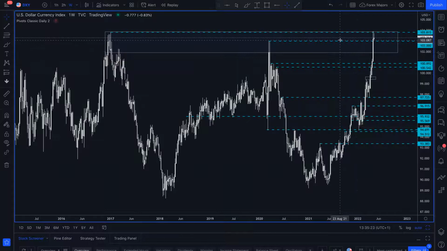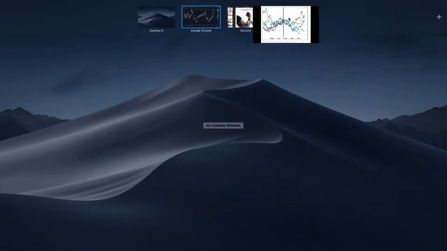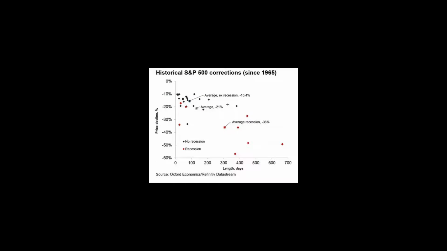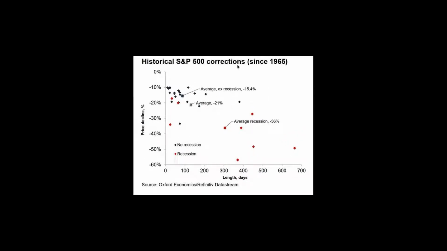So the Fed has to control surging inflation, but this is the difficulty the Fed has: if they hike interest rates too quickly, they risk slowing growth. In other words, the Fed may end up having to hike rates aggressively in a way that causes the US to fall into a recession. Now, just out of interest, a couple of points to note. First of all, this is the historical S&P 500 correction since the mid-60s.